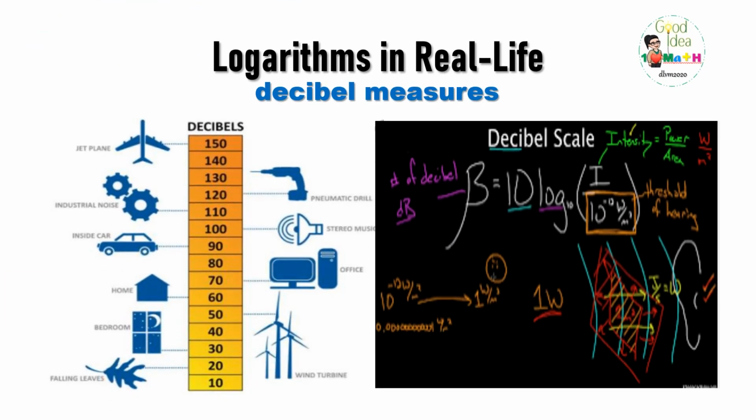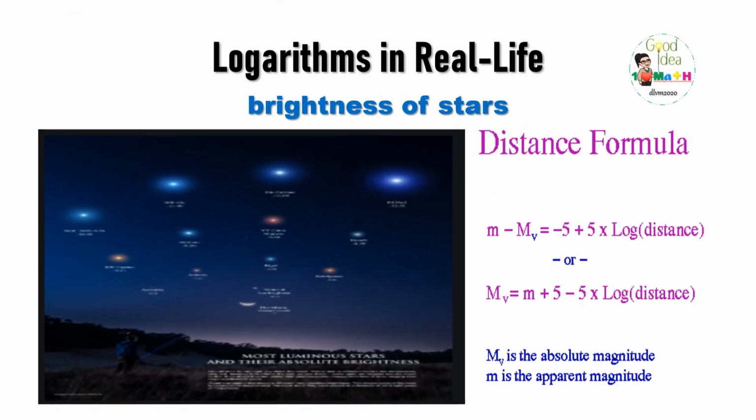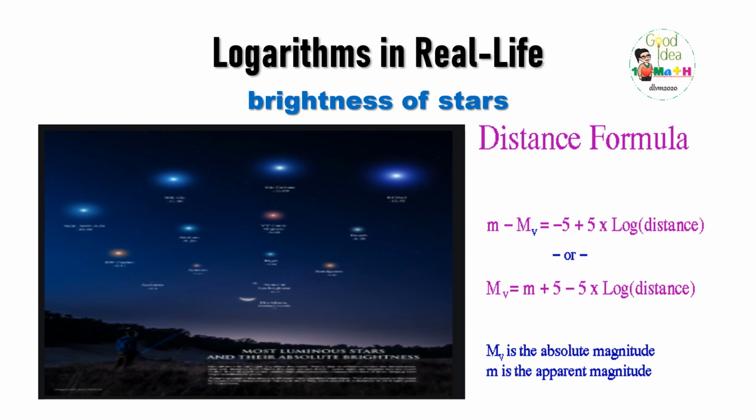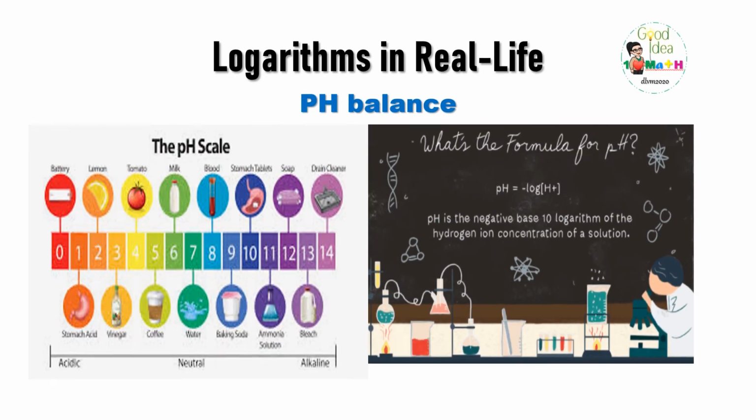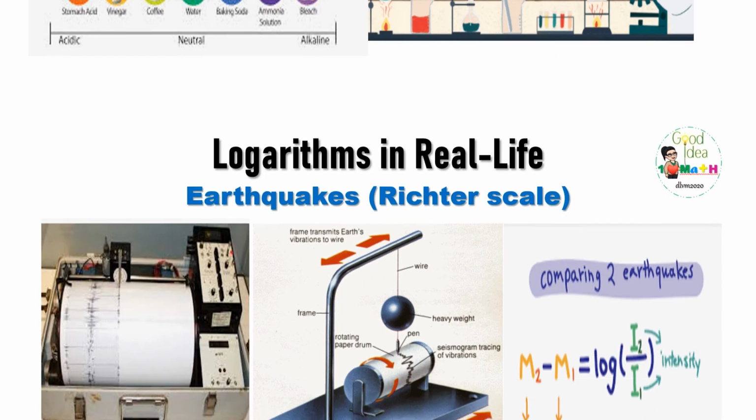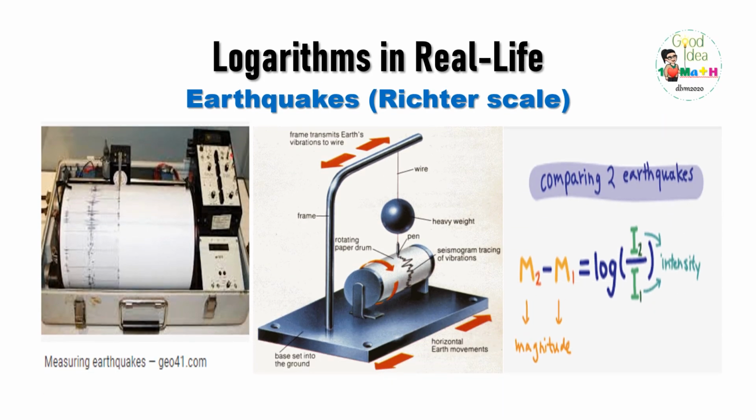Here, logarithm is used to measure the loudness or softness of sound using decibel measures. Here, logarithm is used to measure the brightness of stars. This time, logarithm is used to measure pH balance. And finally, logarithm here is used to measure the magnitude and intensity of an earthquake.